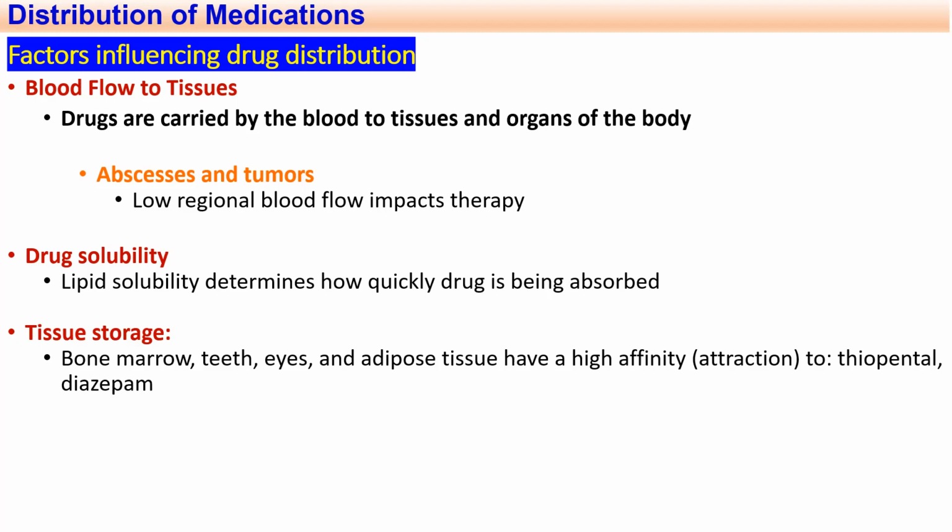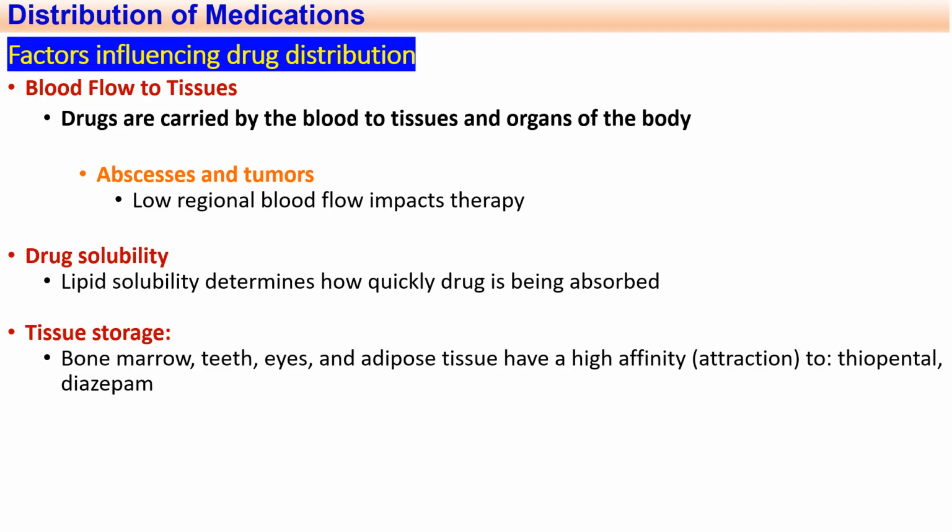So factors influencing drug distribution: blood flow to tissues. Drugs are carried by the blood to the tissues and organs of the body. So the highest blood flow is in the heart, liver, and kidneys. The lowest blood flow will be in the skin, bone, and adipose tissue.